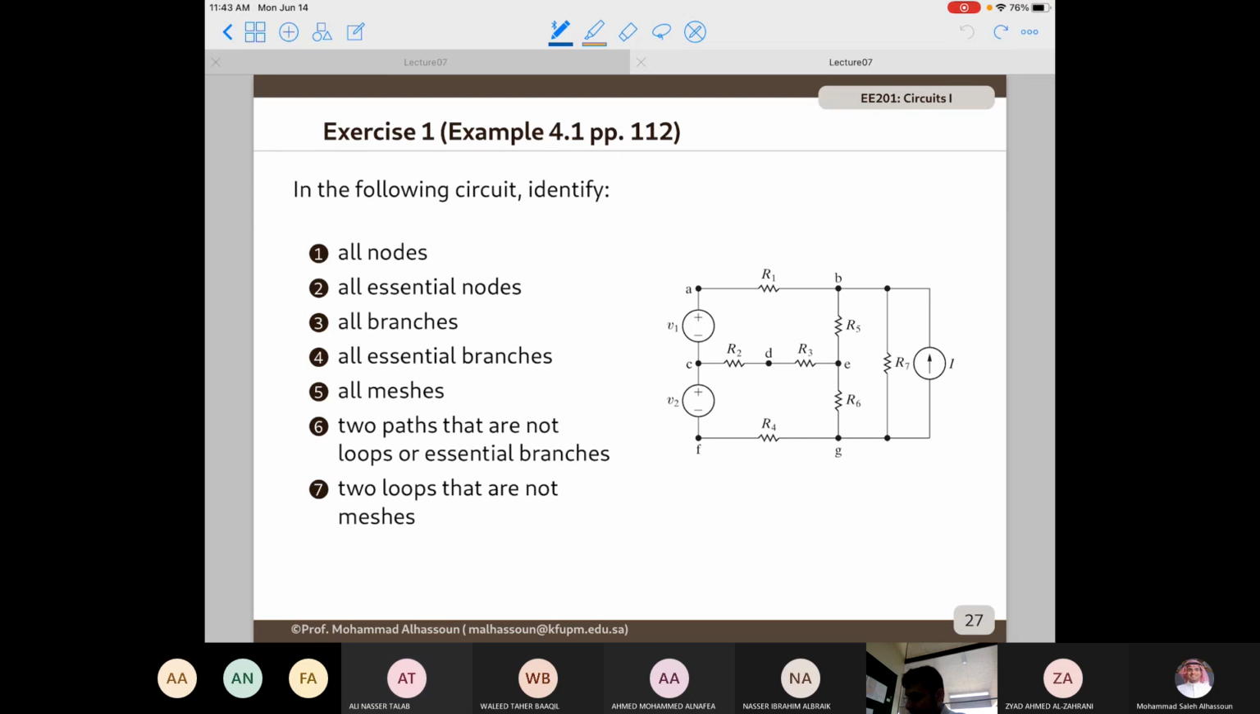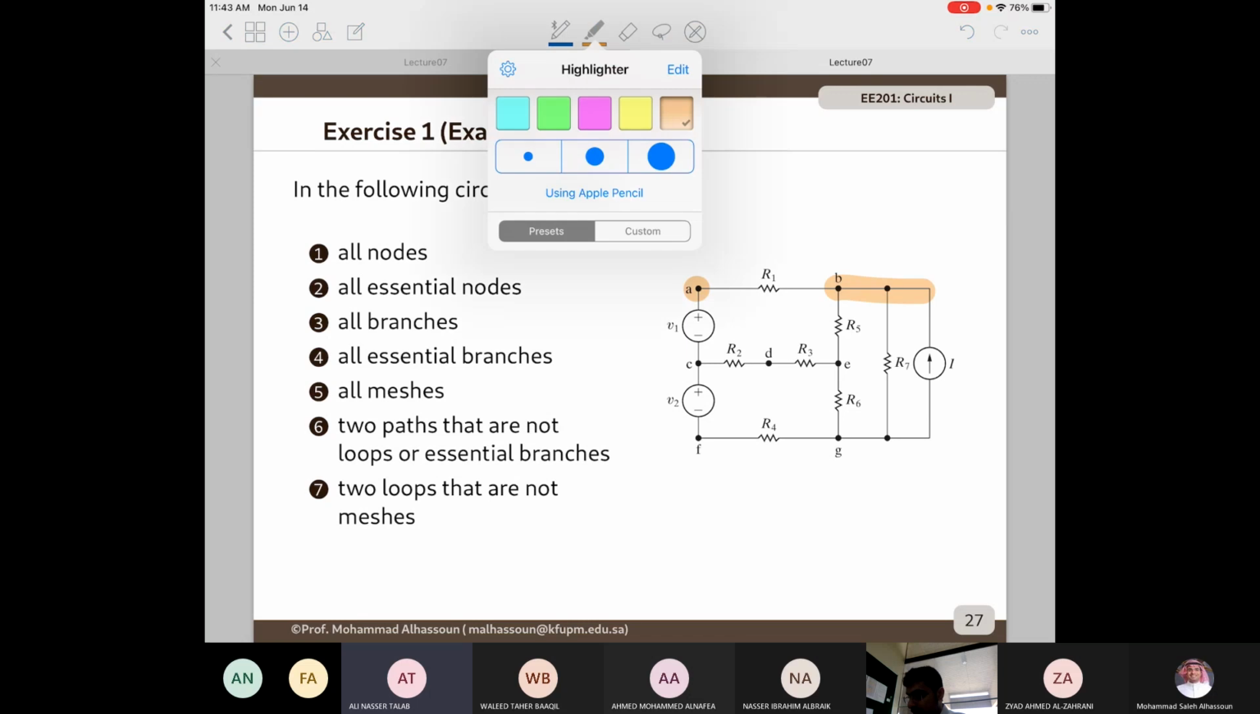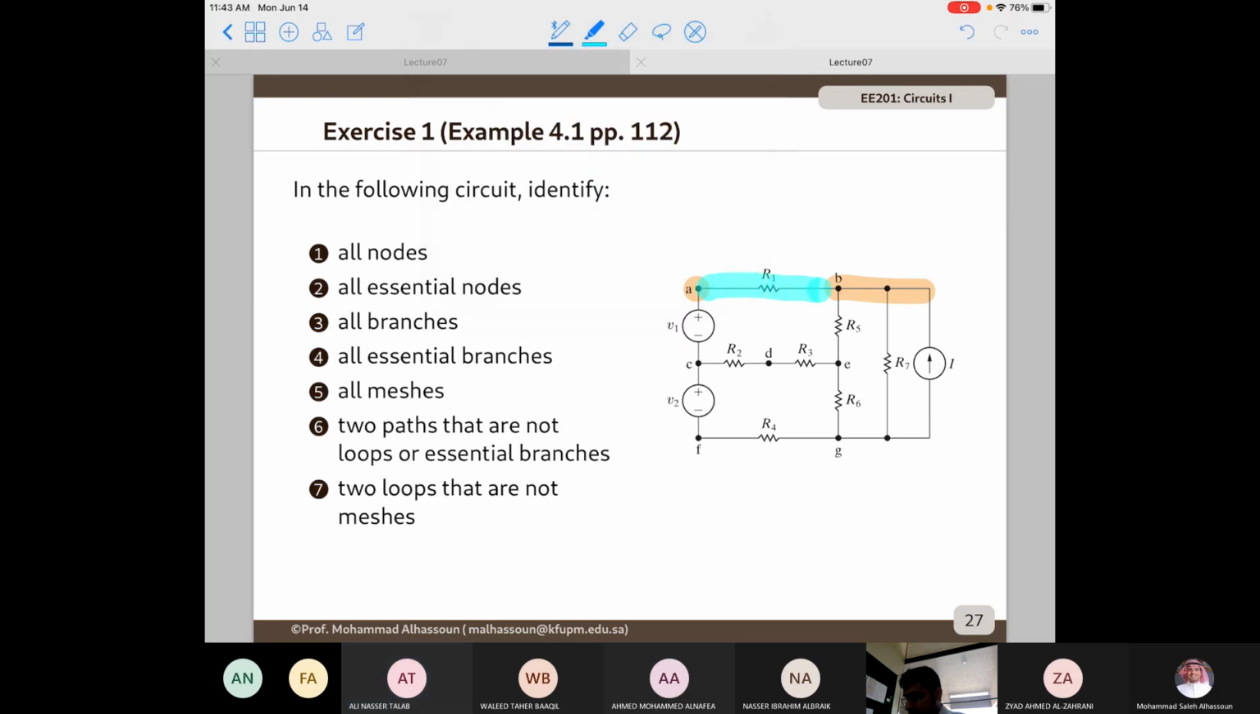So in this case, if I have, say, node A and node B, this one is a branch. So the element inside is the branch or what? Yeah, you can assume that the element inside is part of the branch. Okay. Now this is the branch.